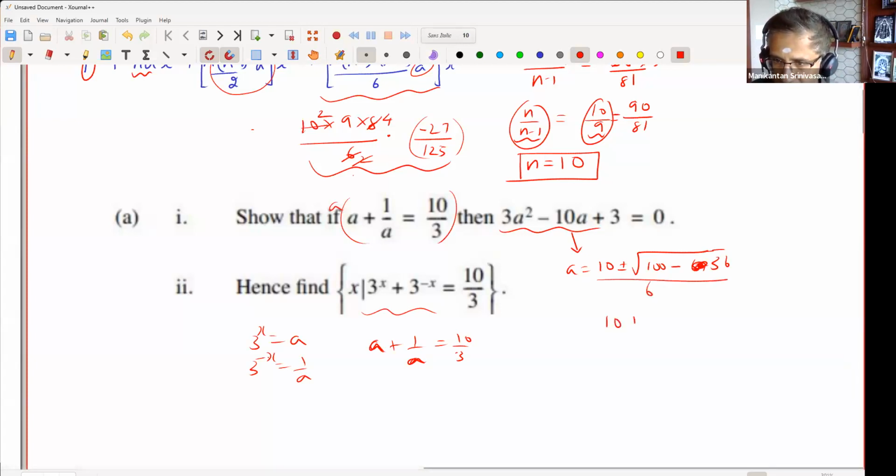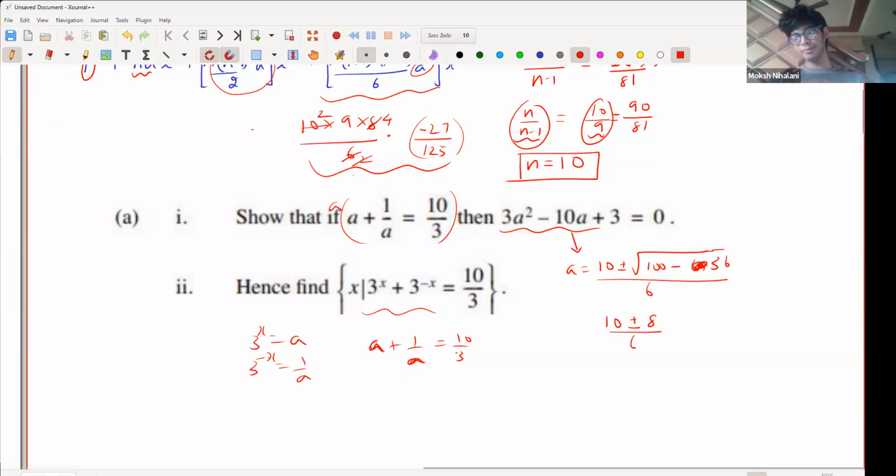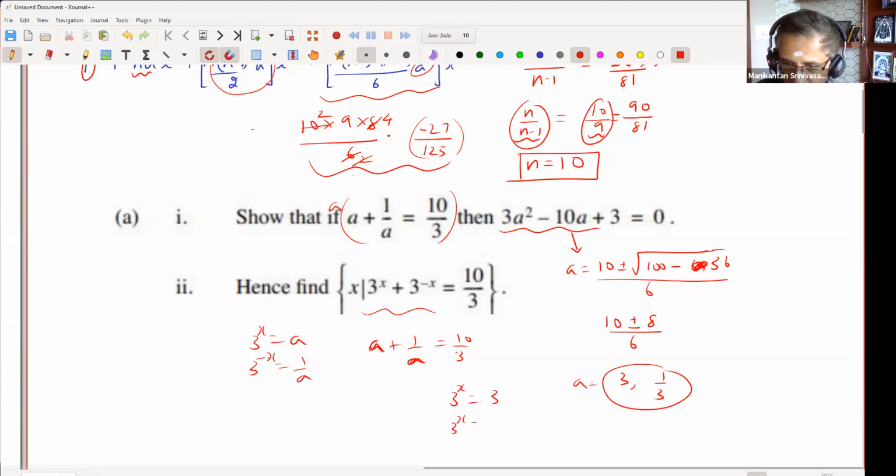So it's 10 plus or minus. So we can just simplify 10 upon 3 into 3 plus 1 upon 3. So this is 3 and this is 1 upon 3. You could directly see that as well by simplifying 10 by 3 as 3 plus 1 by 3. So this is a, but you have to translate it back to x. So 3 power x is either 3 or 3 power x is 1 by 3. So this implies x is either 1 or x is minus 1.